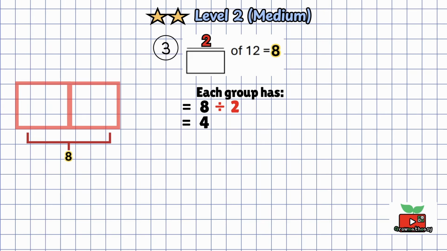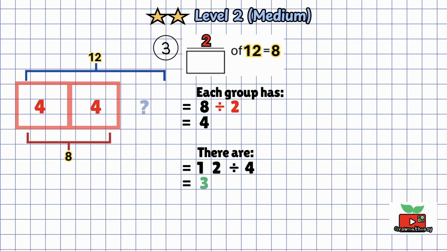That's 4. Now, the whole amount is 12. How many groups of 4 make 12? Let's use division to find out. 12 divided by 4 is 3. So there are 3 equal groups in total. That means 2/3 of 12 is 8.